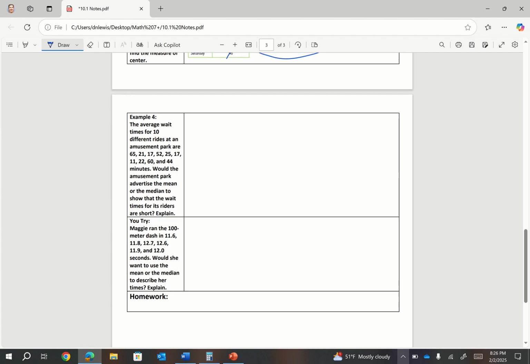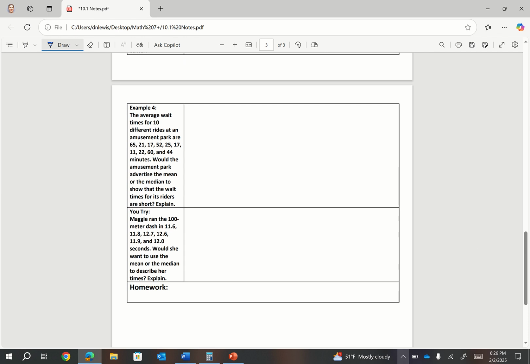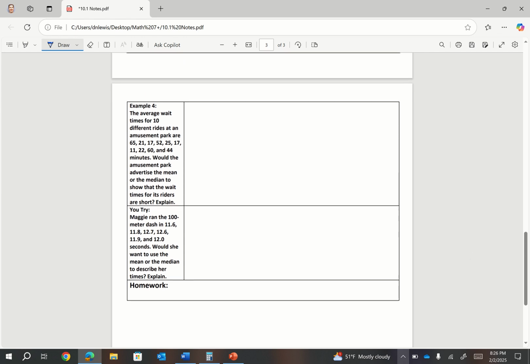Example 4. The average wait time for 10 different rides at the amusement park are as follows. Would the amusement park advertise the mean or the median to show the wait time for its riders are short? So how would the amusement park want to represent their data? I'm going to say this will be the last one we'll do. If you want to do it on your own or just watch me, whatever you decide, and then we'll come back and see what we think.